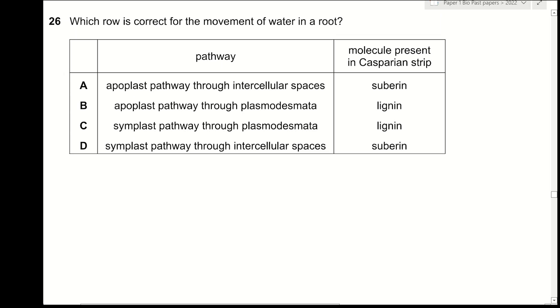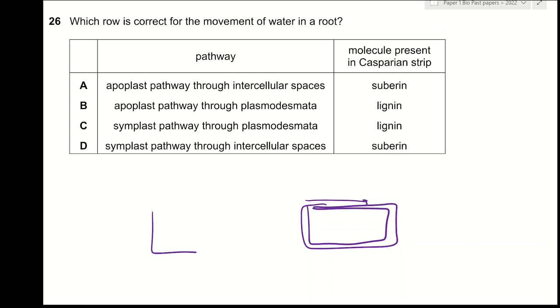Question number 26. Which rule is correct for the movement of water in a root? Now we have two pathways. We have the apoplast and the symplast. For the apoplast, water moves through cell walls of these cells without actually entering inside the cell, which is faster. Contrasting symplast, the water enters the actual cell by osmosis into the vacuole and passes through the cell through the plasmodesmata. Therefore, symplast is the slowest because it requires the most friction.